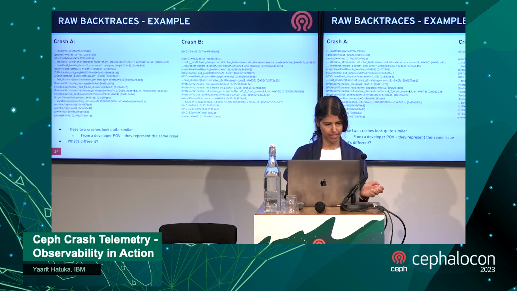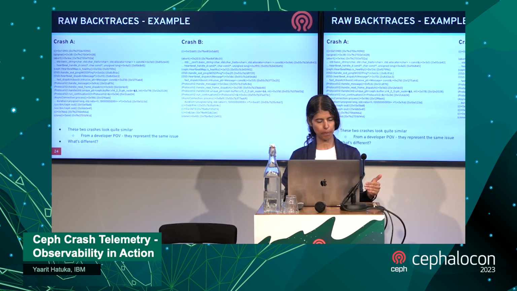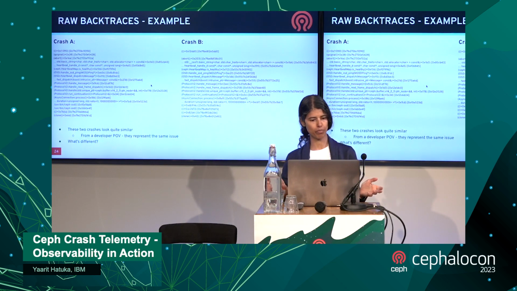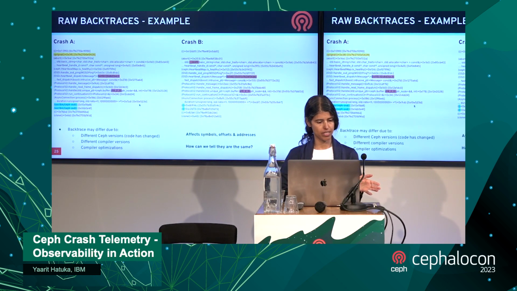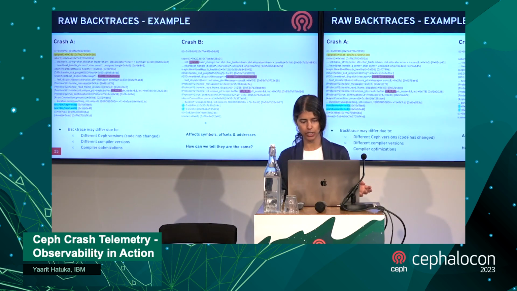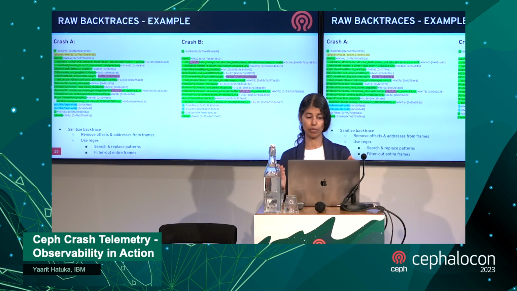So if we take a look at these couple of raw backtraces, from a developer point of view, they represent the same issue, but they're not identical. The differences are due to different Ceph versions or different compiler versions or compiler optimizations that change the symbols, the addresses, and the offsets. And the way that we make them similar is by removing these offsets and addresses from the backtrace frames.